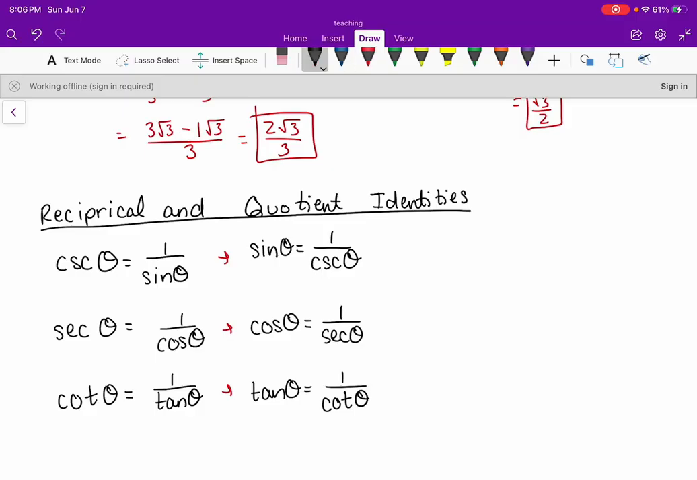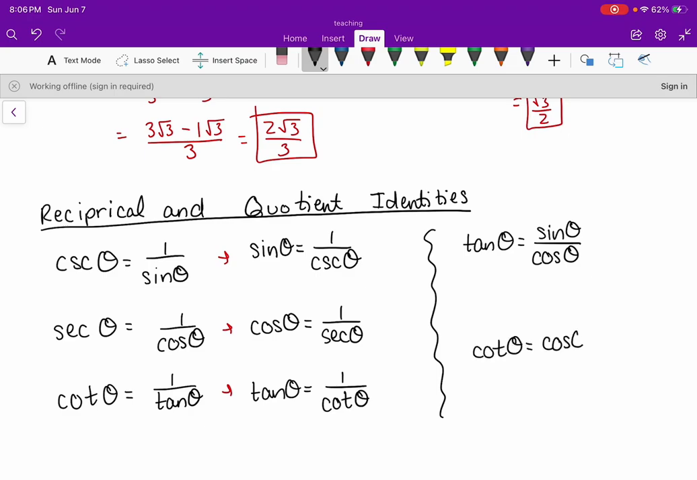Then we have quotient identities. The quotient identities are tangent and cotangent. So tangent theta is equal to sine theta divided by cosine theta. Cotangent theta is equal to cosine theta over sine theta. Let me show you the tangent theta a little bit. So I would pause and just kind of write all this down before you watch this part.